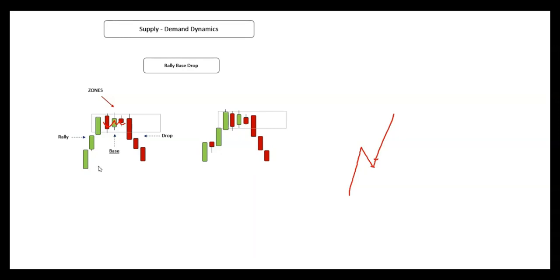So imagine, guys, that you throw a ball on the floor. It bounces back up to the ceiling, comes back down. And the other way around, if you throw a ball up, then it will bounce back down. So call this pattern whatever you want, the bouncing back down, ball throwing, whatever, but we have to use a name, and we use names like Rally-Base-Drop. This is nothing but a zone.